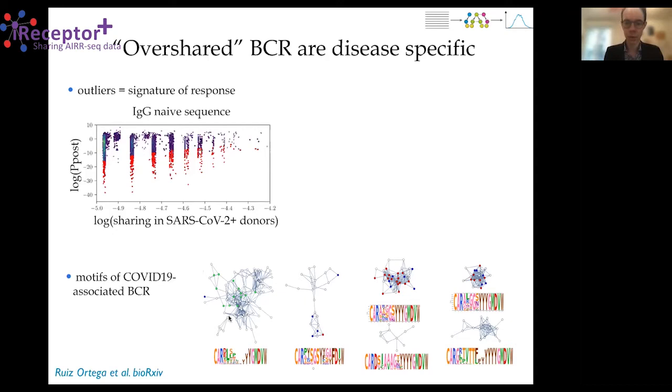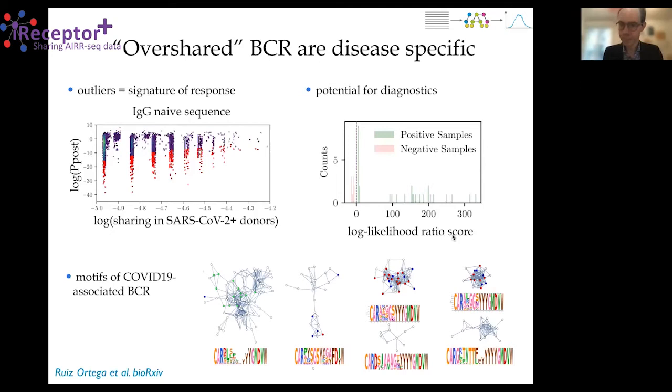Something else that you can do is use this for diagnostics. So once you have the repertoire of somebody, you can essentially count how many of those COVID-associated sequences they have. And we do a bit more than counting. We devise a log likelihood ratio score. And doing this perfectly separates patients who have COVID here on the right, those who have a positive score in green, from the negative samples. So people who didn't have COVID, that we know they didn't have COVID because their samples were taken in 2019.